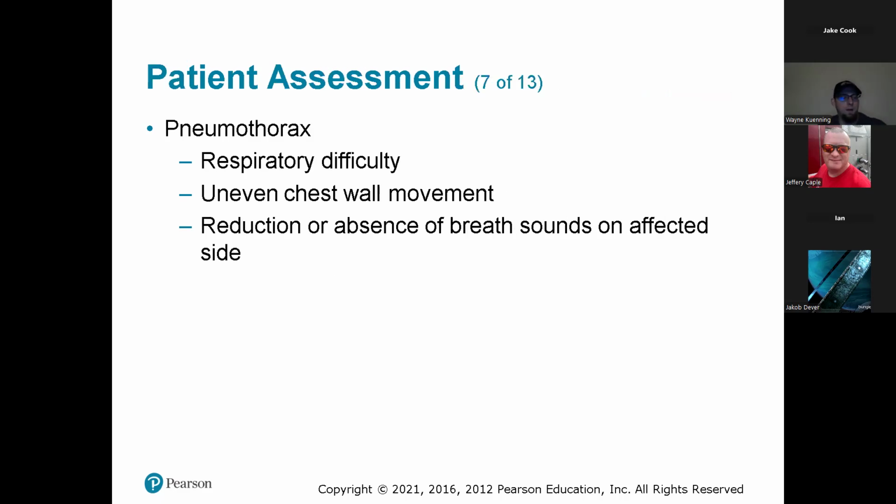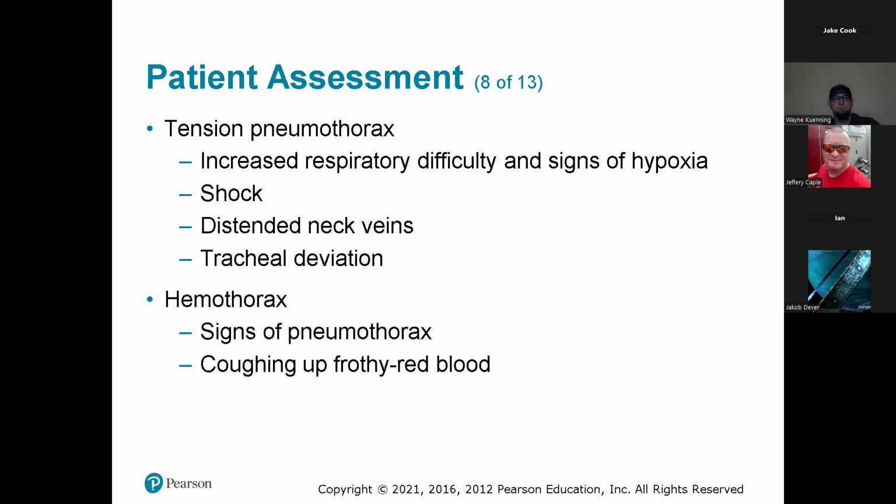Pearls of patient assessment for a pneumothorax: respiratory difficulty, uneven chest wall movement, reduction or absence of breath sounds on the injured side. Tension pneumothorax is when the patient becomes, I'd say, more or less unstable, with increased respiratory difficulty and signs of hypoxia. They start presenting with shock. They're pale, cool, diaphoretic, with distended neck veins, and the last thing that happens is tracheal deviation.